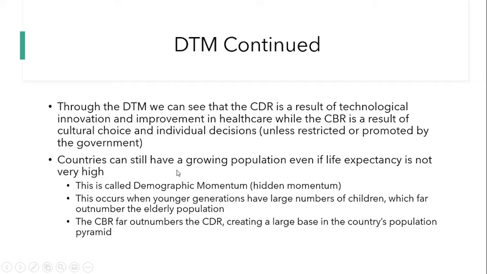So countries can still have a growing population even if life expectancy is not very high. This is what we call demographic momentum, or hidden momentum. This occurs when younger generations have large numbers of children, which far outnumbers the elderly population. The crude birth rate far outnumbers the crude death rate, creating a large base in the country's population pyramid.